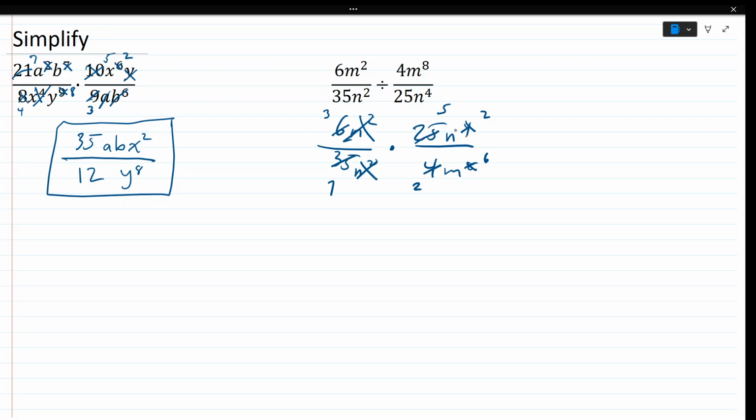So multiplying the 3 times 5, we'd have 15. And we still had 2 n's left over on the top. And then we have the 7 times 2, so that would be 14. And we had 6 m's left over on the bottom. So that would be simplified. So when it comes to division, it just means change the operation to multiplication and take the reciprocal of the second fraction.